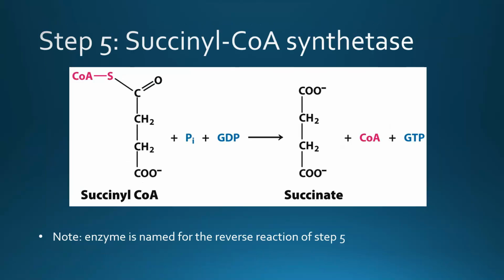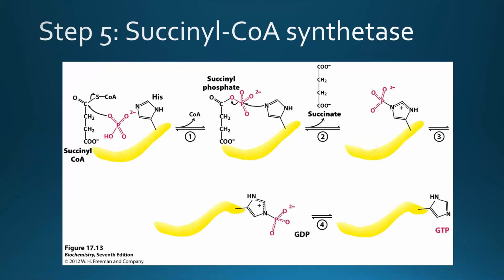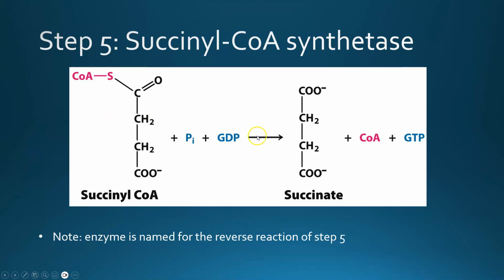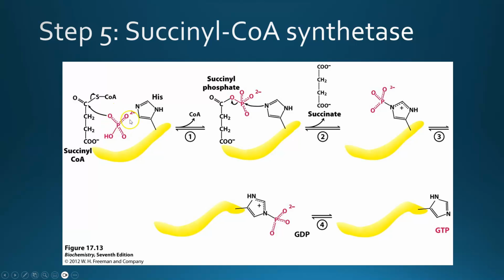Step 5 is succinyl-CoA synthetase, which is named after the reverse reaction, as is commonly the case. A synthetase is a reaction that joins 2 molecules, often using a high-energy phosphate for energy. In the reverse reaction, or the reaction in the direction that it actually proceeds, you are attaching a phosphate to GDP. So it's a free inorganic phosphate that's being activated in the active site and then attached to a GDP to make GTP. That's a substrate level phosphorylation reaction.